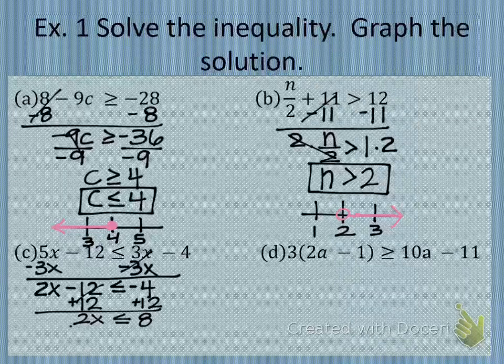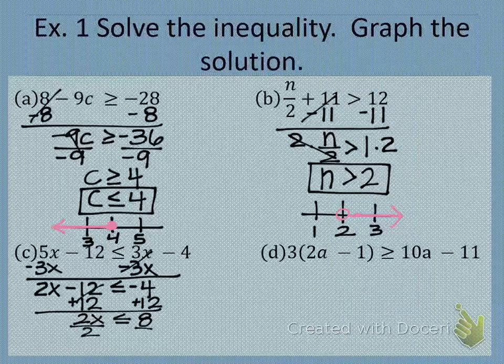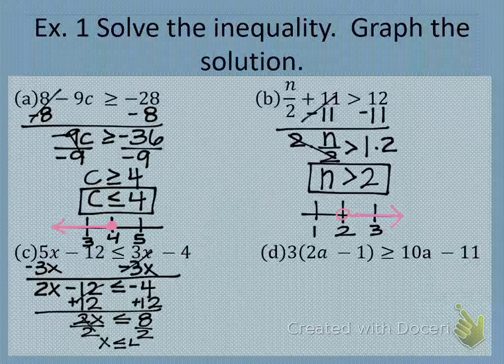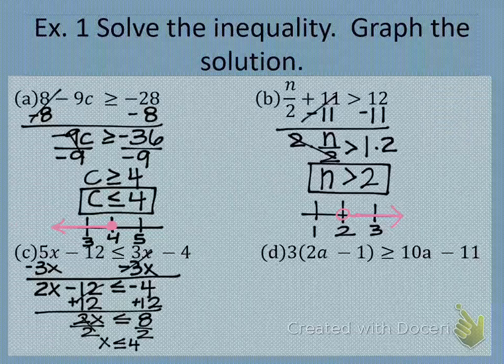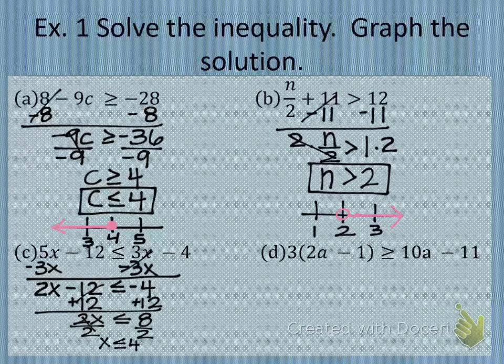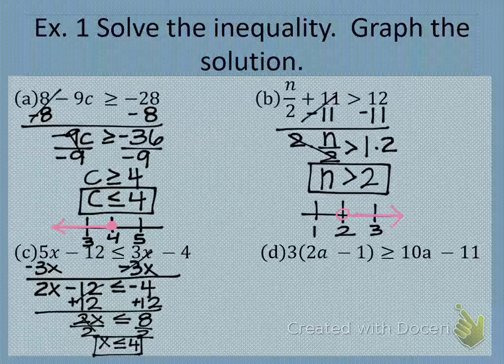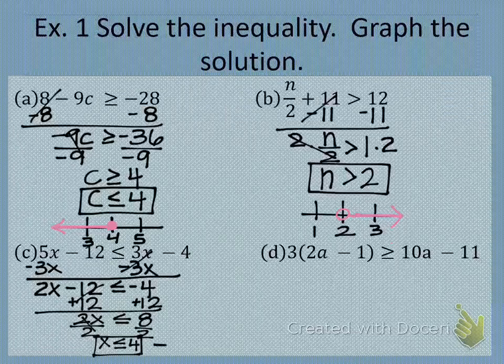I divided by 2. Okay, divide both sides by 2. So x is less than or equal to 4. Now the question, do I need to flip the sign? No, you do not. The last thing you did was divide by a positive number, so you can box in x is less than or equal to 4.